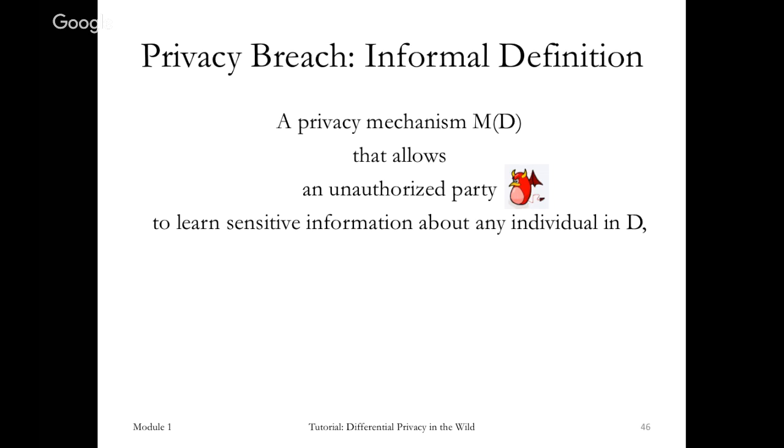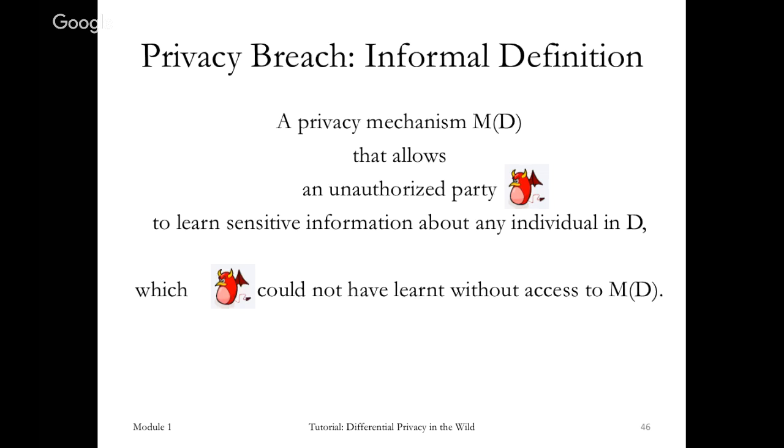But that's not enough, right? Because maybe the attacker could already learn the sensitive information even if he did not have access to the dataset D. The fact that every individual who goes to a hospital is a human, they know that even without access to this database. So the first way you can talk about privacy breaches is that you're learning new information. A privacy breach happens if the unauthorized party is allowed to learn some sensitive information about an individual, which the attacker could not have learned without access to this mechanism. That makes sense as a definition of privacy breaches.